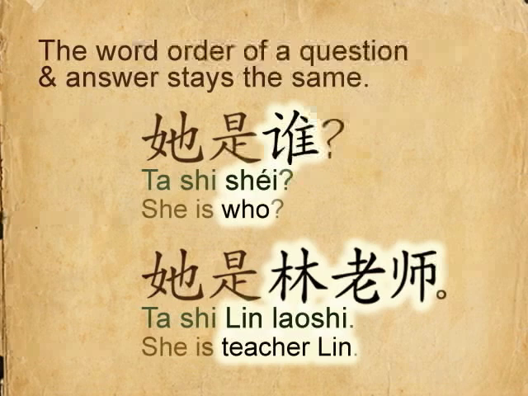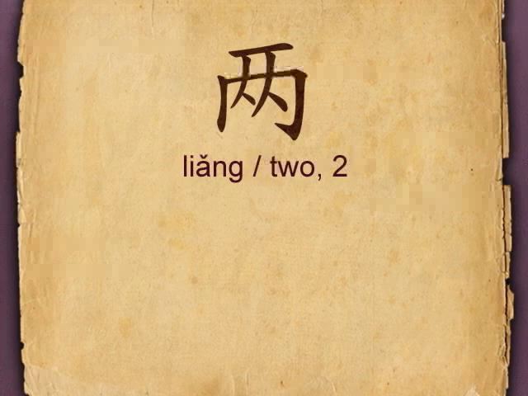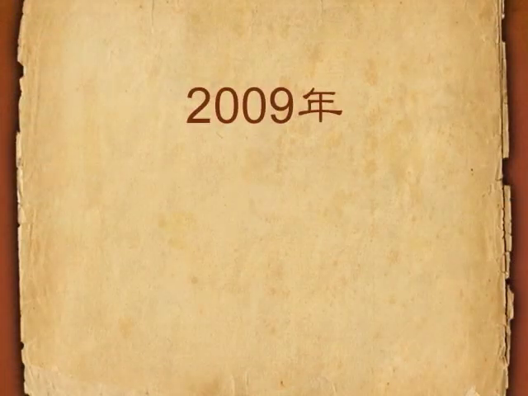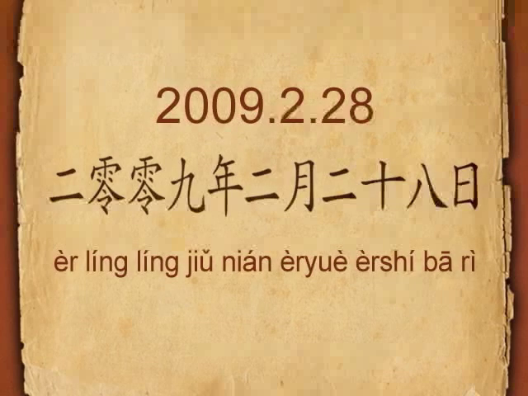When asking a question, the answer appears in the same part of the sentence as the question because the word order stays the same. You also learned that 两, meaning two, is used instead of 二, when indicating the number of things, such as age. 两 is used when specifying items or counting things. You learned how to say the number of a calendar year the Chinese way, by reading the year one number at a time. You also learned that dates are spoken in the order of year, then month, then the day. For example, the year 2009 in Chinese is said 2009年, and February 28, 2009 is said 2009年2月28日.